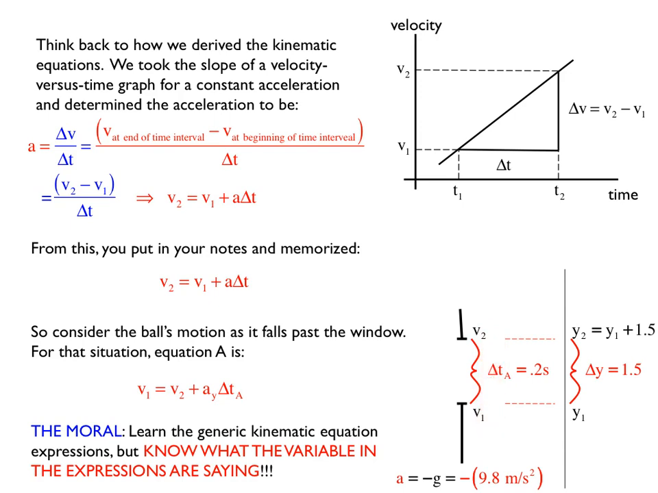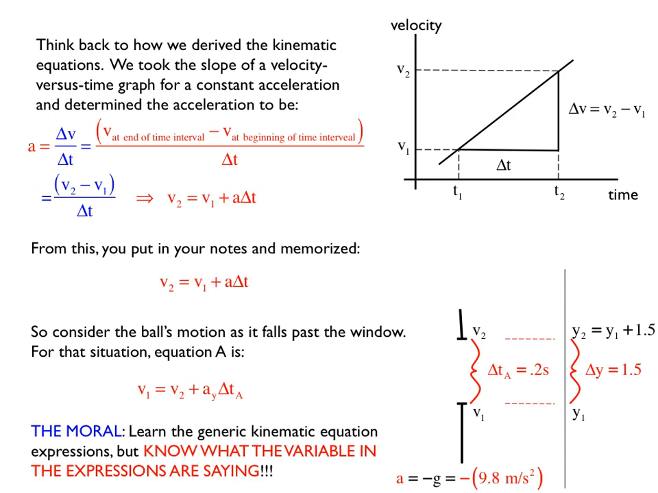Well, as it's passing by the window, the velocity at the end of the time interval is v1. And that's what goes right there. This is saying, go and look at your problem and identify what the velocity was at the beginning of the time interval that you happen to be looking at. So, given the way we've defined our velocities, what is the velocity at the beginning of the time interval? Well, it's v2. And so that's what would go into this slot.